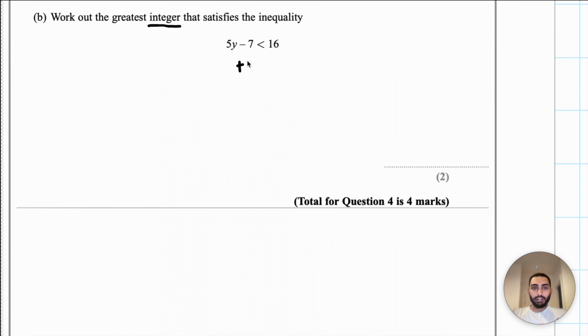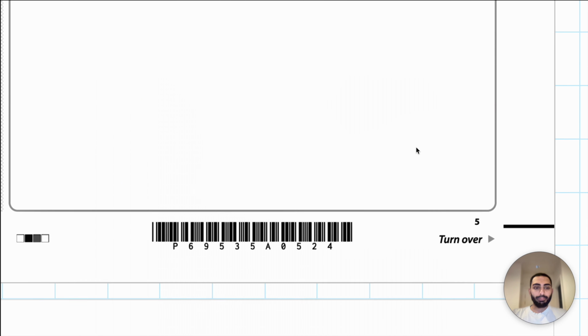We're going to add 7 first to both sides. So 5y is less than 16 add 7, which is 23. And we need to divide both sides by 5. So y is less than 23 divided by 5, I'll write it as a decimal just so it's easier. That would be 4.6. We want an integer that would satisfy this inequality. So we want the number that's slightly smaller than 4.6, that's a whole number. So the answer for that one would be 4.